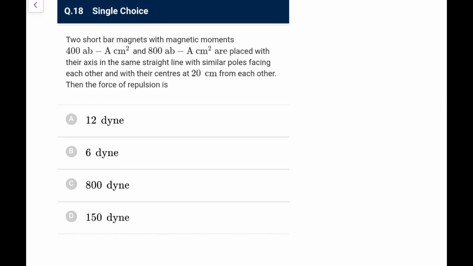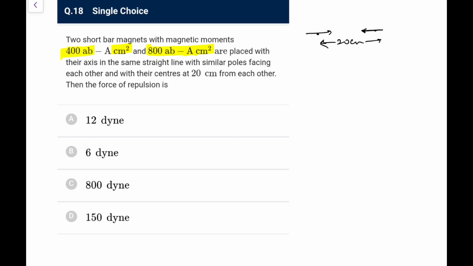Two short bar magnets with moments 400 and 800 ampere centimeter square are placed with their axes in the same straight line with similar poles facing each other and with their centers at 20 centimeter from each other. So there are similar poles facing each other, so it would be like this. The dipole moments would be opposite to each other, and the gap is 20 centimeters. Then the force of repulsion between them would be?